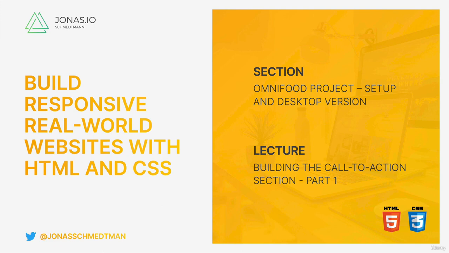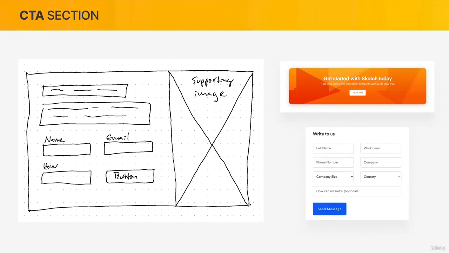Hey there, and welcome back to the last section before the footer. And so this is finally the call to action section. So here we will basically create a form where the user can then start signing up for OmniFood. So we will have a field for the name, the email, how they found OmniFood, and then also a submit button. Then before that, we will also have, as always, some heading and some text.